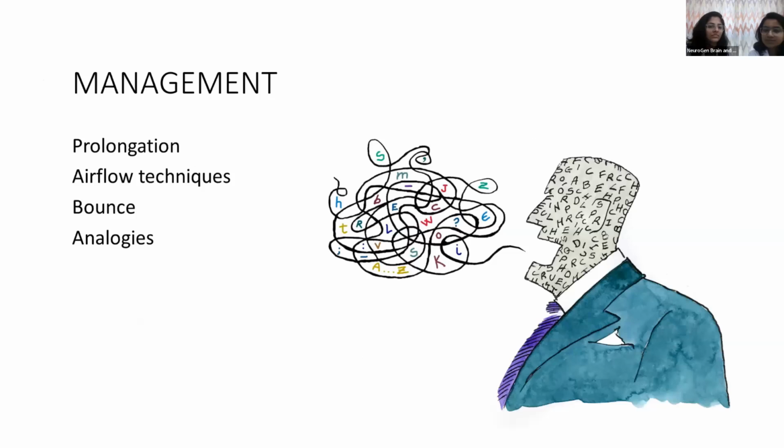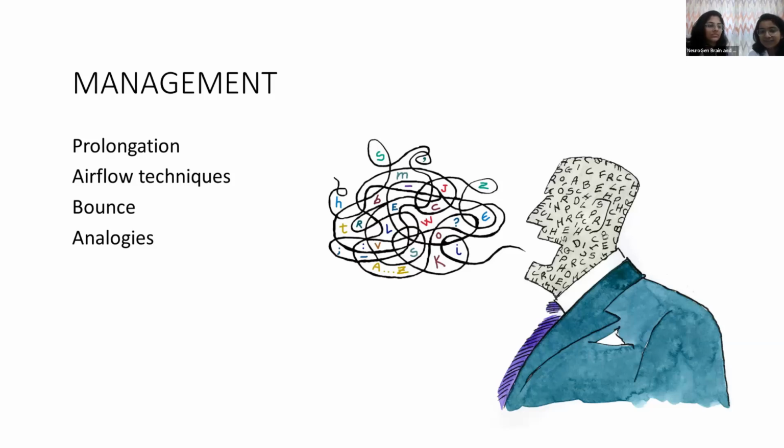Now, moving on to the management of fluency disorders, these are just few of them that we've included here. So, prolongation, airflow techniques, and bounce are few of the techniques that we provide for individuals with fluency disorders. And analogies can be given for children. So, analogies would include, it could either be a pictorial representation or we can explain it to them, wherein it would be easier for children to understand what exactly we mean by the technique and how it's going to help them out. So we can just demonstrate one of the most commonly used techniques in fluency disorder.